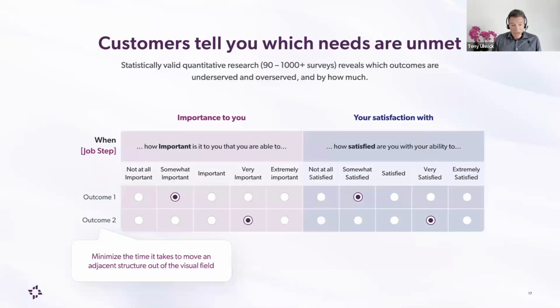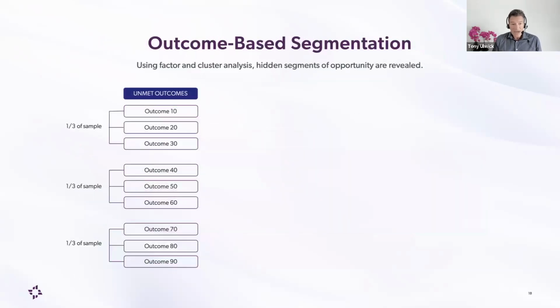So the way we capture this and quantify it, we put surveys out to customers and we ask them, how important is it to you that you're able to, for example, minimize the time it takes to move an adjacent structure out of the visual field? And then how satisfied are you, given the solution you use today, with your ability to achieve that outcome? And here is where we can measure whether or not a need is very or extremely important or unimportant and very well satisfied. And this will lead us down the path to finding segments of people that have different unmet needs.